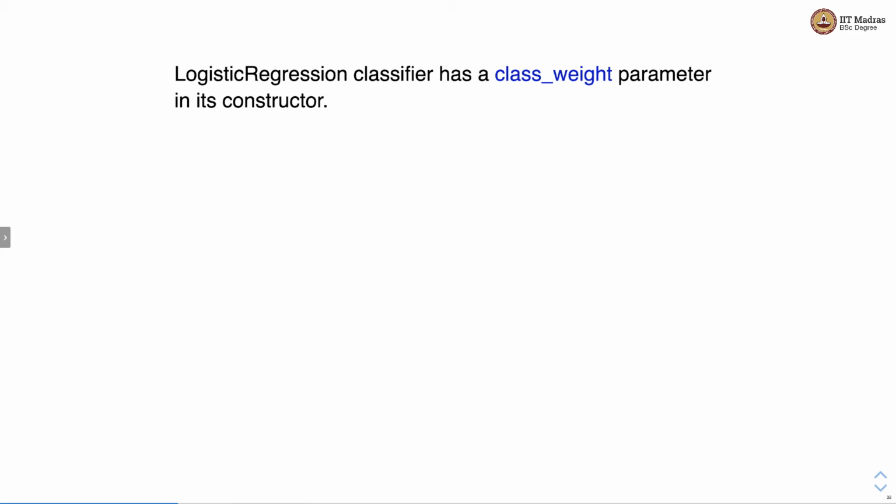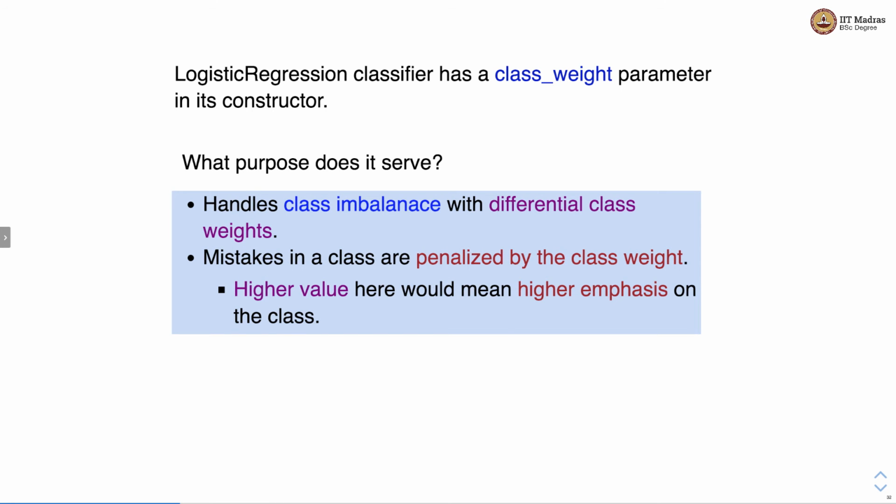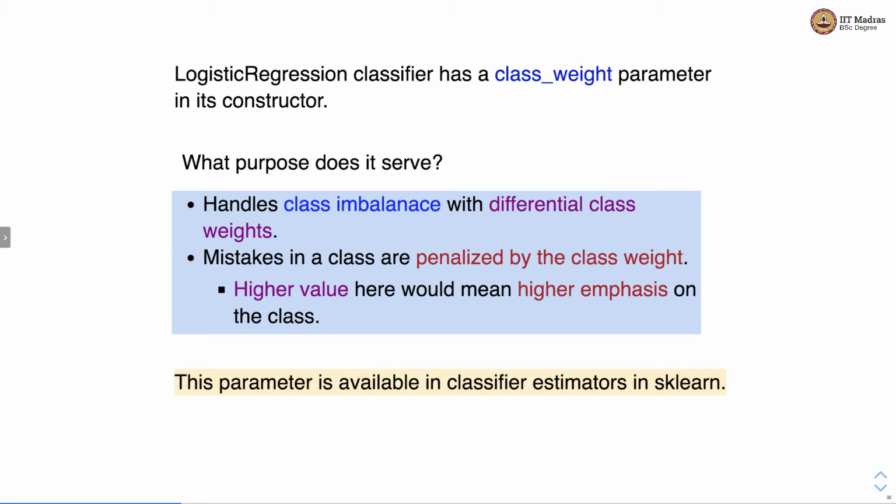Logistic regression classifier also has the class_weight parameter in its constructor. So what purpose does it serve? The class_weight parameter helps us to handle class imbalance with differential class weights. The mistakes in a class are penalized by the class weight. Higher value would mean higher emphasis on the class. This parameter is also available in other classifiers in Sklearn. So this is one way in which we can handle the class imbalance problem.